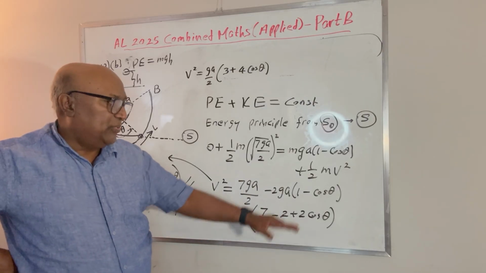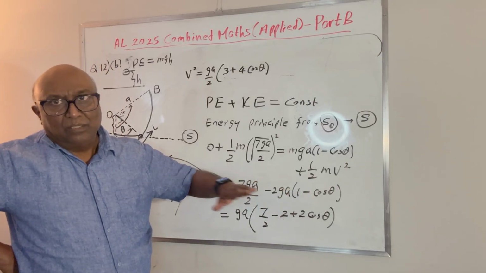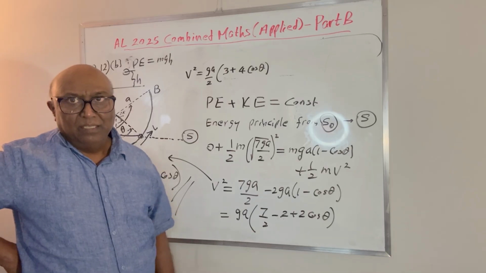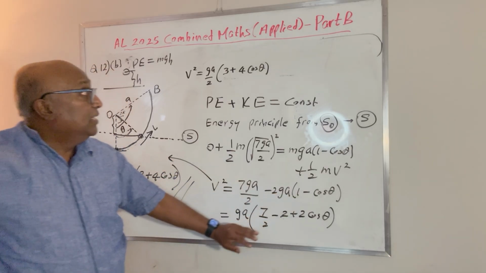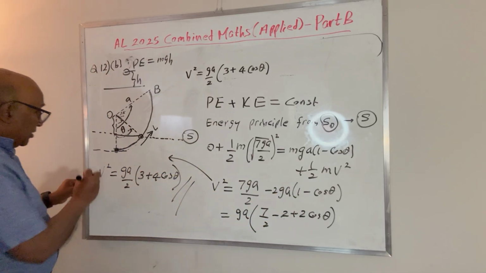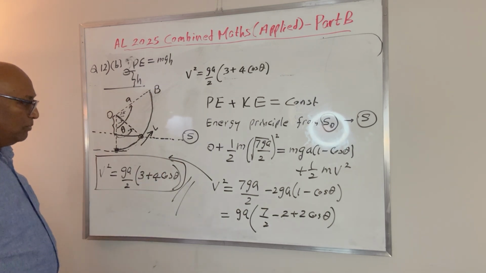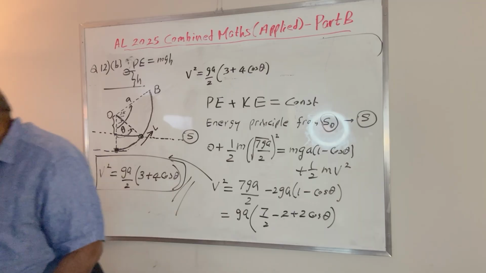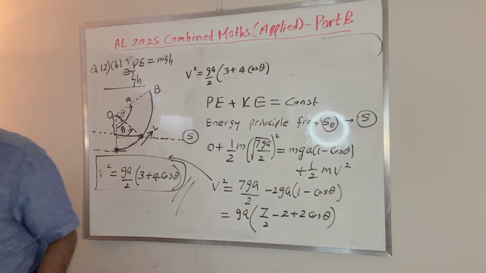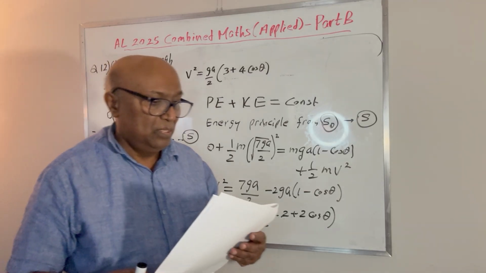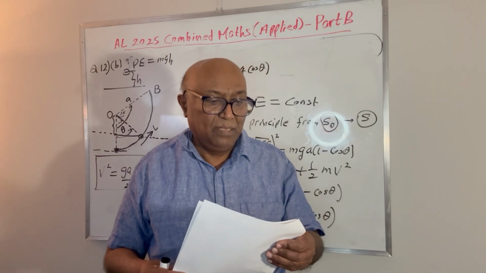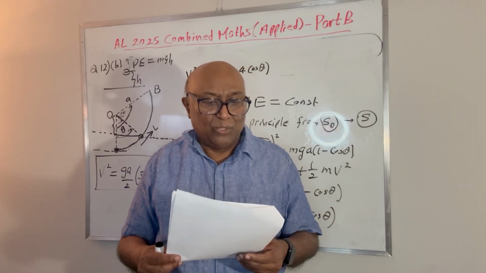Then you can isolate v. In order to isolate v, you can write any convenient steps, it doesn't matter. Whatever steps you write, finally you get this answer: v squared equals ga by 2 times 3 plus 4 cos theta. That's the answer for the first part of part B of question number 12.